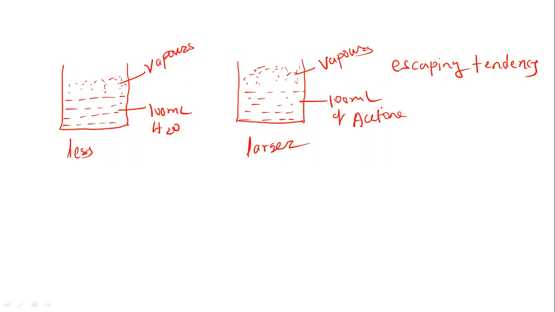The boiling point of acetone is less, around, I think, between 60 to 70 degrees centigrade, and the boiling point of water is 100 degrees centigrade. So when you take the same volume of acetone and water in the beaker, more vapors are formed in the case of acetone. So vapor pressure will be higher here as compared to this. It means that the vapor pressure depends upon the nature of the liquid.